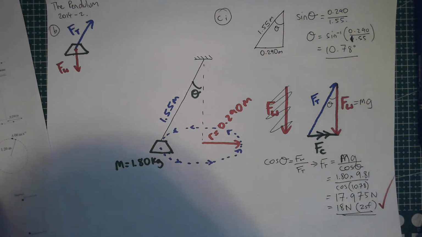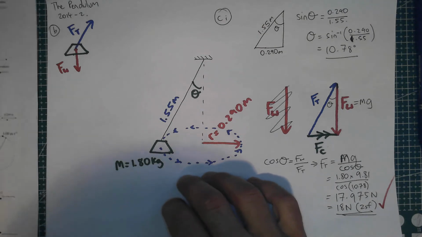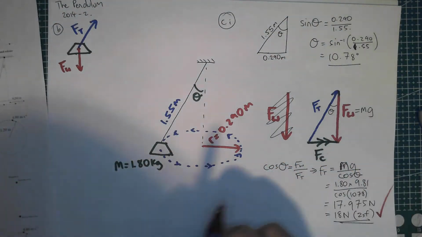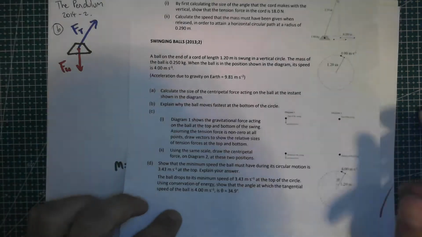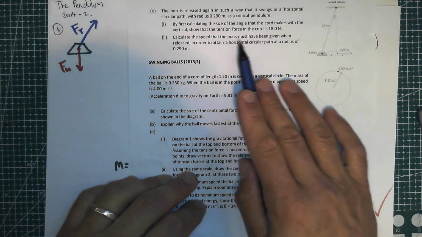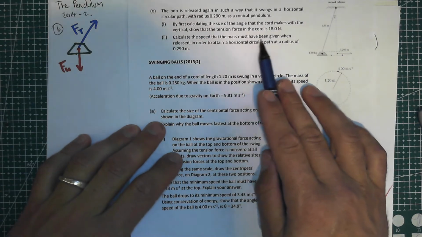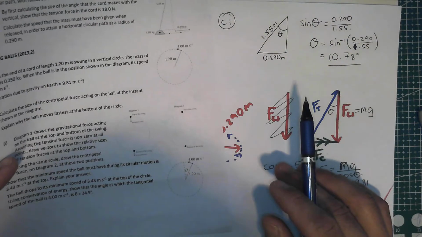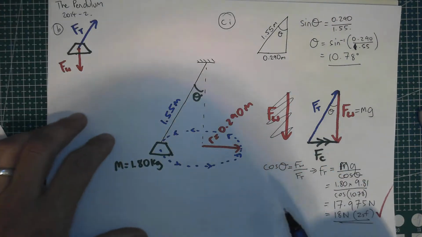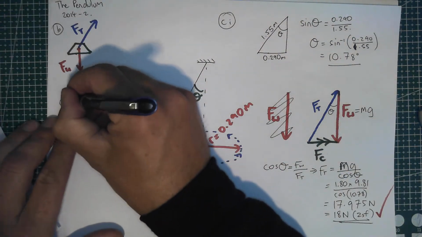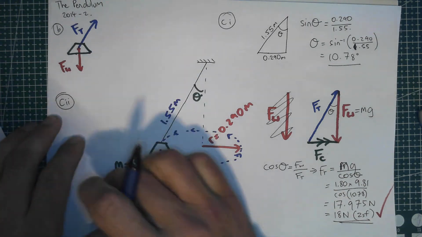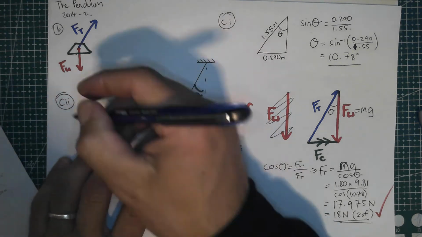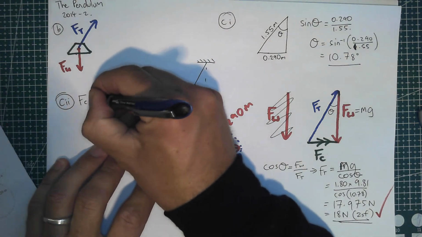I've done it again, laid out my work in a strange way. So now on to question CII. For this one, we need to calculate the speed that the mass must have been given when released in order to obtain a horizontal circular path at a radius of 0.290 meters. So I'll go over here now for this one. I'm thinking about an equation with velocity in it. That's to do with circular motion, so it's probably to do with this one.